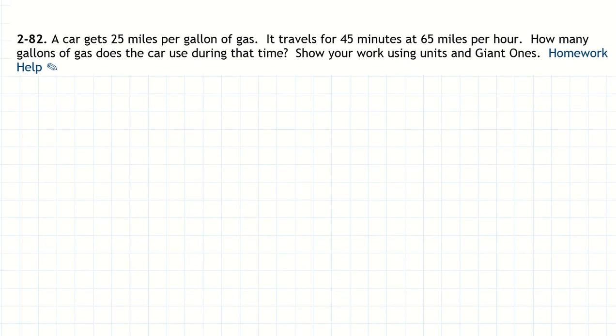So a car gets 25 miles per gallon. That's a rate. I heard it, something per something. So I'm going to write down that rate. So we're going to start with the fact that the car is going to get 25 miles per 1 gallon.